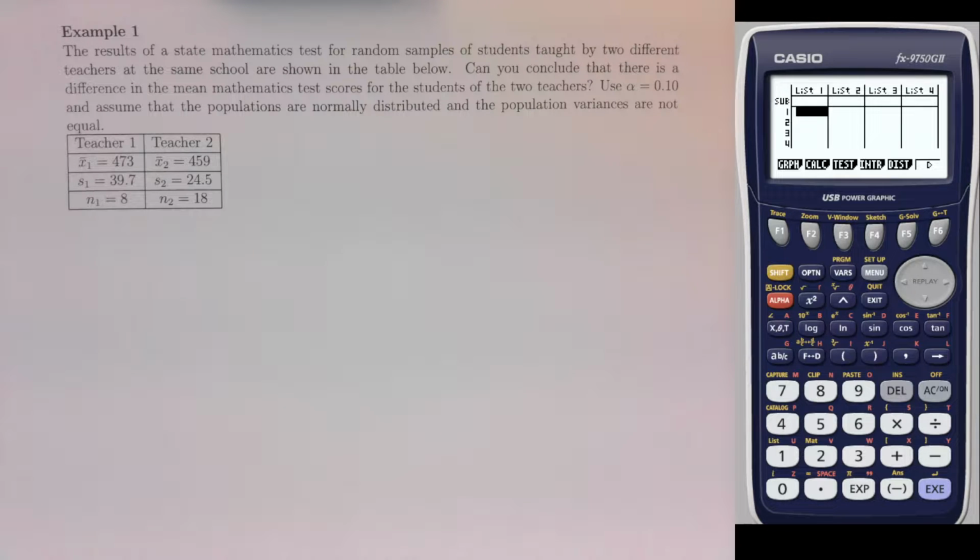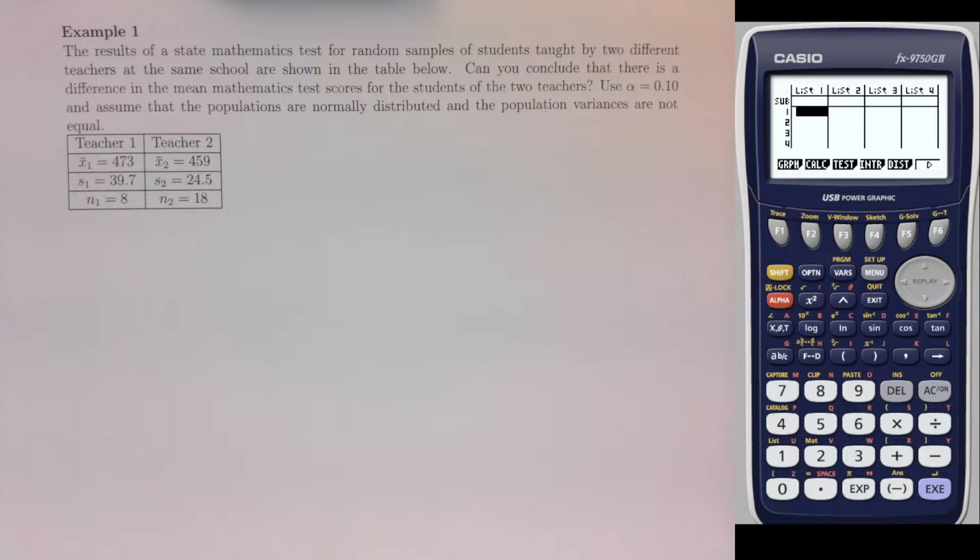The results of a state mathematics test for random samples of students taught by two different teachers at the same school are shown in the table below. Can you conclude that there is a difference in the mean mathematics test scores for the students of the two teachers? Use alpha equals 0.10 and assume the populations are normally distributed and that the population variances are not equal.